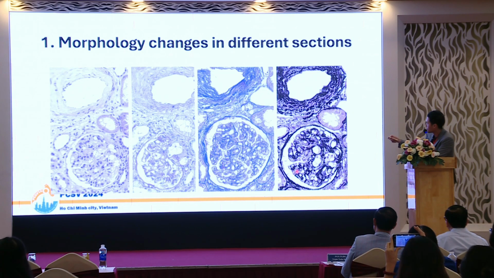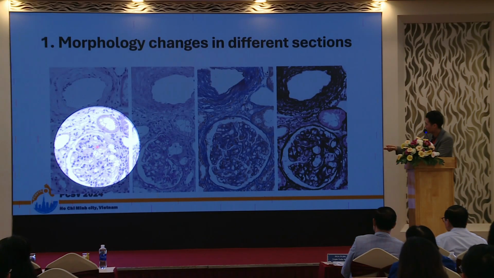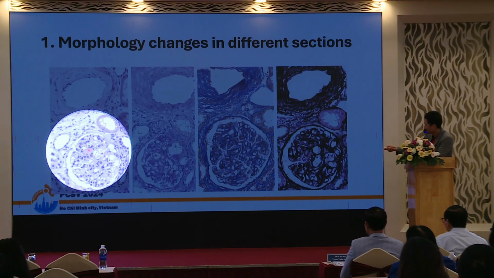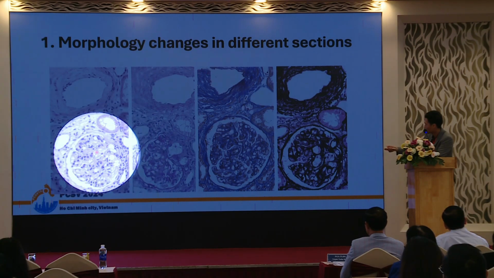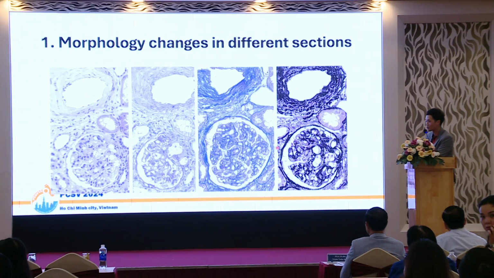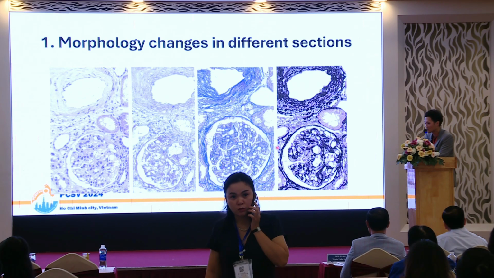First, the morphology changes in different sections. So in the left section, there is a small focus of RBC casts or RBC fragments, which is lost in other sections. So I cannot determine if this is a real thrombotic microangiopathy or not.